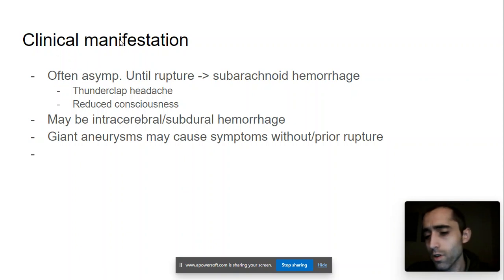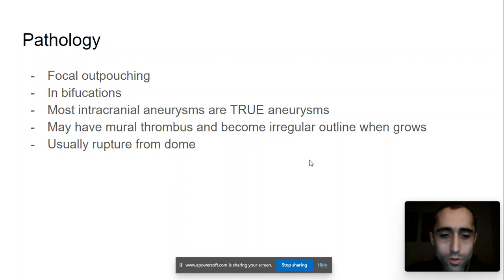Now, what are the clinical manifestations? I talked about it. It can be asymptomatic until there is a hemorrhage, subarachnoid usually, sometimes intracerebral or subdural, and subarachnoid hemorrhage presents usually with thunderclap headache, the worst headache they had in their life, with reduced consciousness, maybe after some time meningeal signs, but those are the most common ones. Now, as I said, a giant aneurysm may even cause symptoms before the rupture. So if they're developing symptoms, it may hint that there is a rupture that is going to happen.